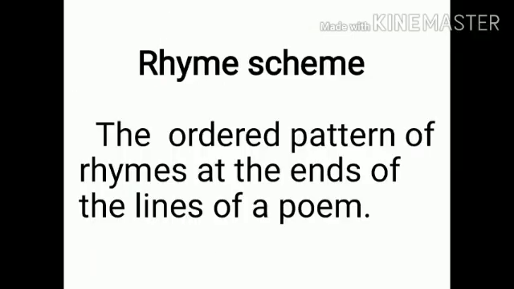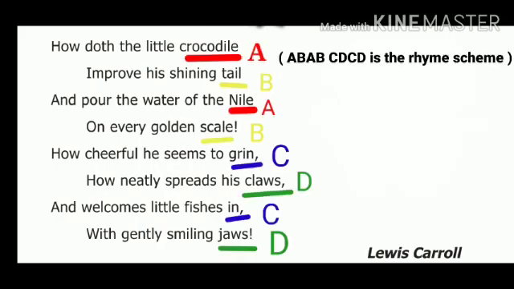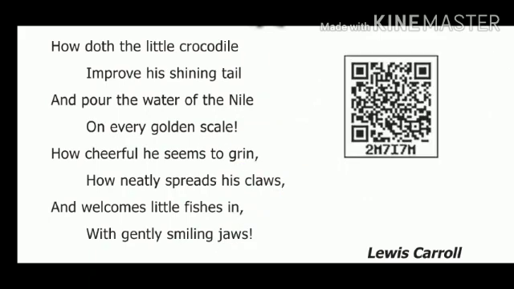Let's learn about a rhyme scheme. It is the ordered pattern of the rhymes at the ends of the lines of a poem. So, AB, AB, CD, CD is the rhyme scheme of this poem.